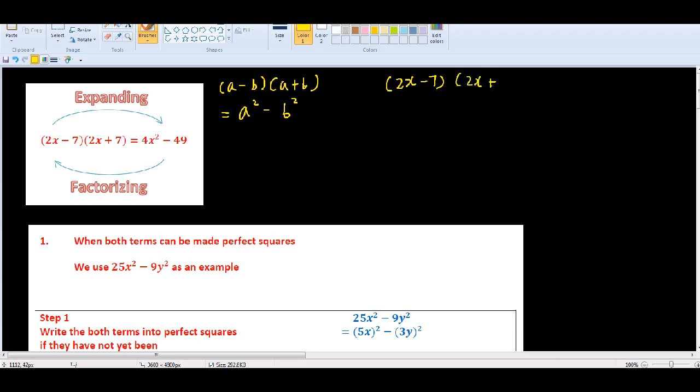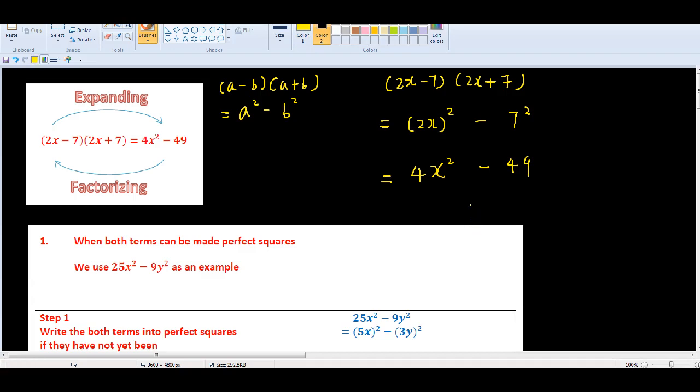So if we got this one times this one, you see that a is 2x, b is 7, so you got 2x minus 7 times 2x plus 7, the difference times the sum. The second step, we will have bracket 2x squared. Remember that the bracket is really important. When you got a square, you need to square everything inside the bracket. So you have 4x squared minus 49. That's what we call expanding.